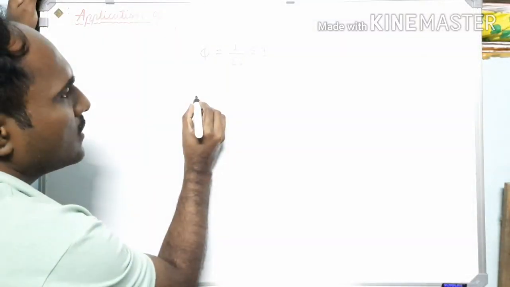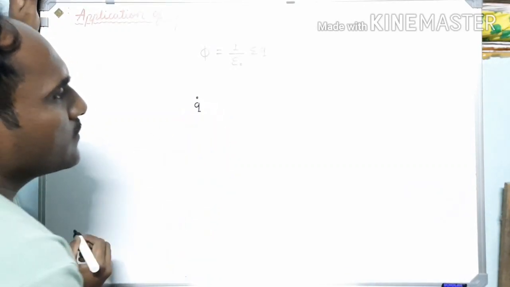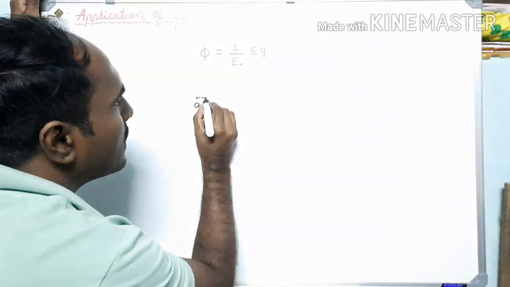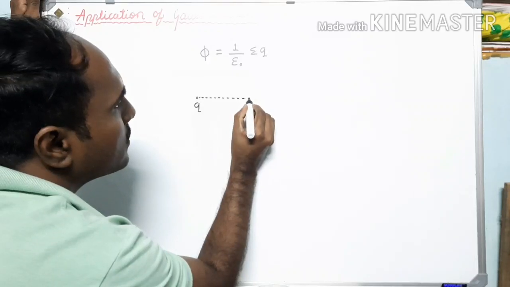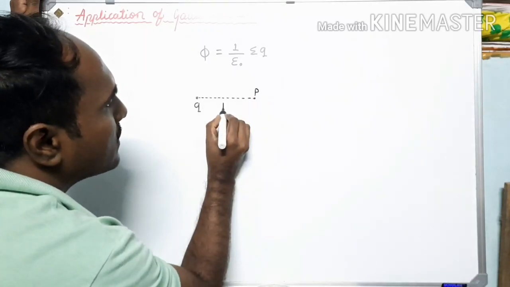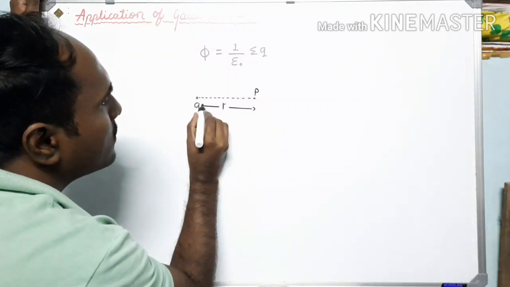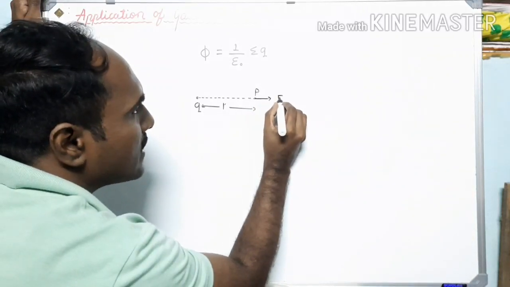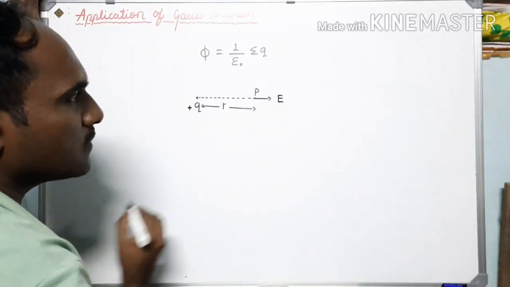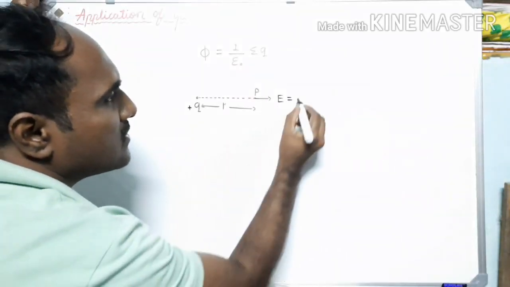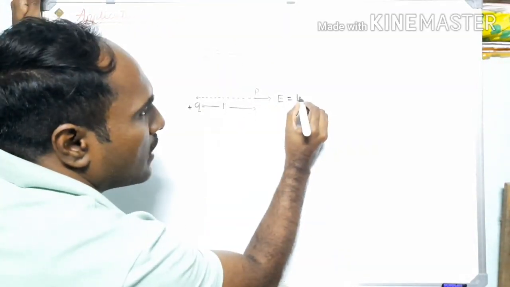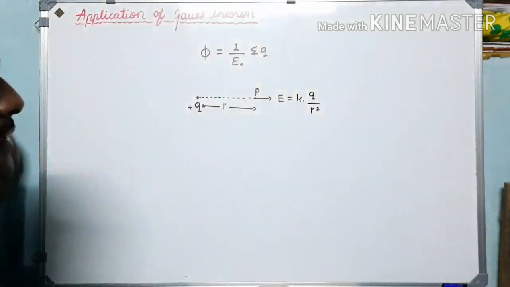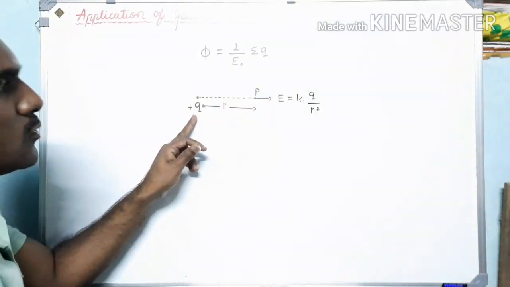My dear students, consider a charge Q. This is a point charge. It is having an electric field around it. Now, let us consider a point P at a distance R from the point charge Q. Then electric intensity at point P acts in this direction since it is a positive charge. Now, the magnitude of this intensity at point P due to this point charge is given by E equal to K into Q upon R square. Getting the idea? This is the intensity at a point P due to a point charge.